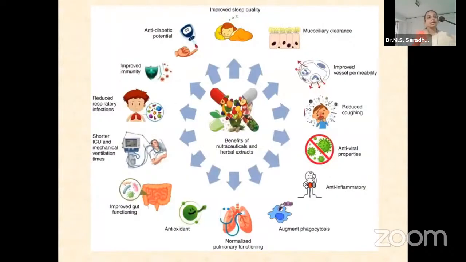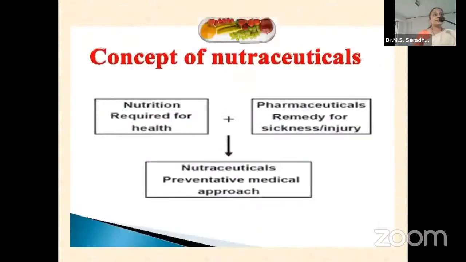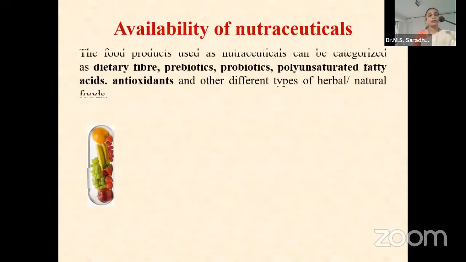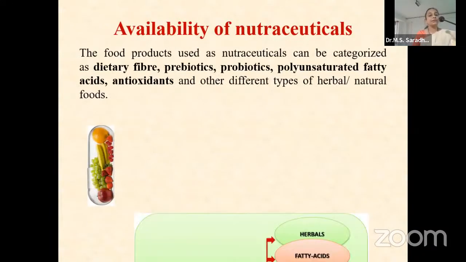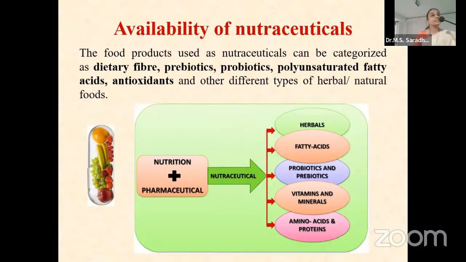Now, as I told you earlier, nutraceuticals became popular in this pandemic, and were found to be successful also in combating and managing the corona or COVID-19 virus. Now, nutraceuticals, which act as a preventive medical approach, work in combination with nutrition, which is required for health, along with pharmaceutical, which is the remedy for sickness. Nutraceuticals are available from common foods and can be categorized as dietary fibers, prebiotics, probiotics, polyunsaturated fatty acids, antioxidants, and other different types of herbal or natural foods.